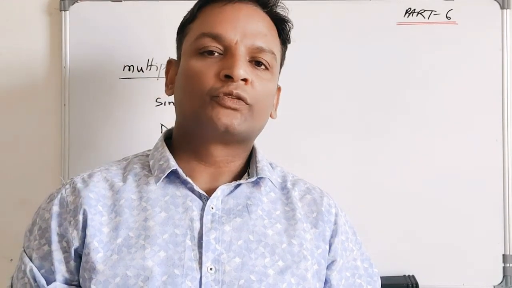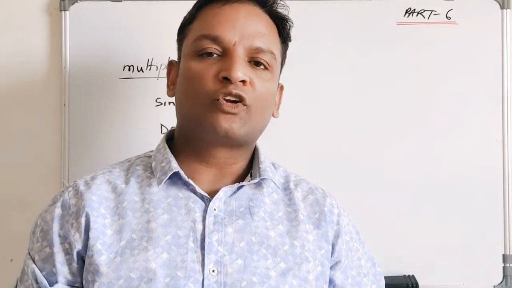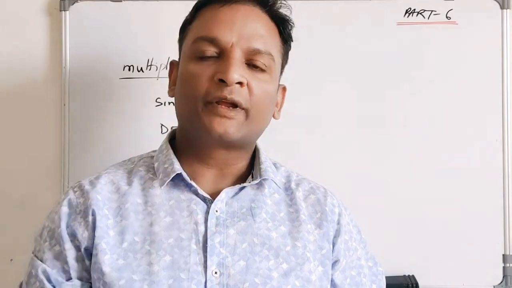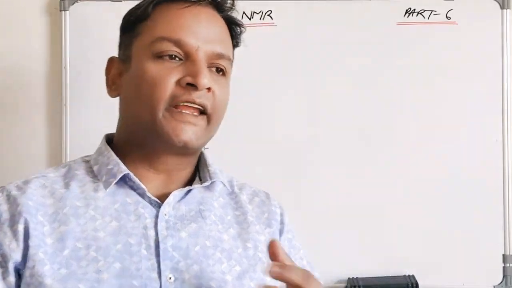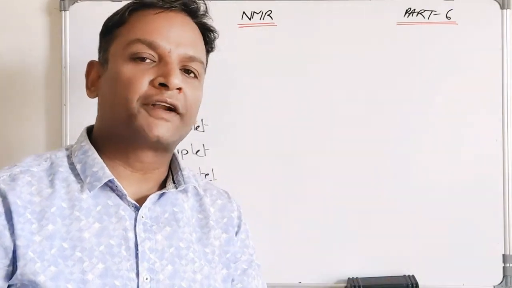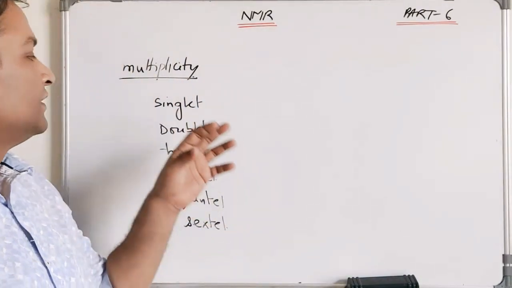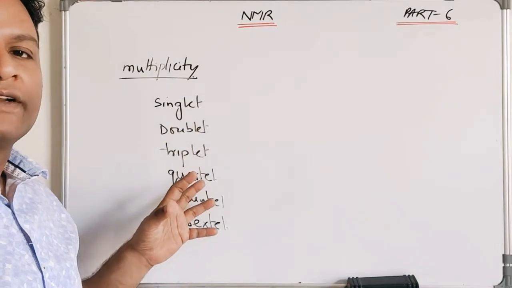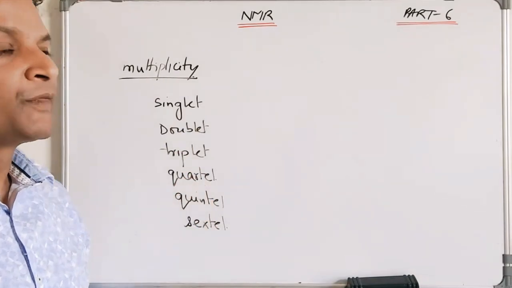So now up to this point we have discussed different examples of multiplicity. Now we're moving towards the second topic. The second topic is, again, going back to something we have already discussed: singlet, doublet, triplet, quartet, quintet and sextet.